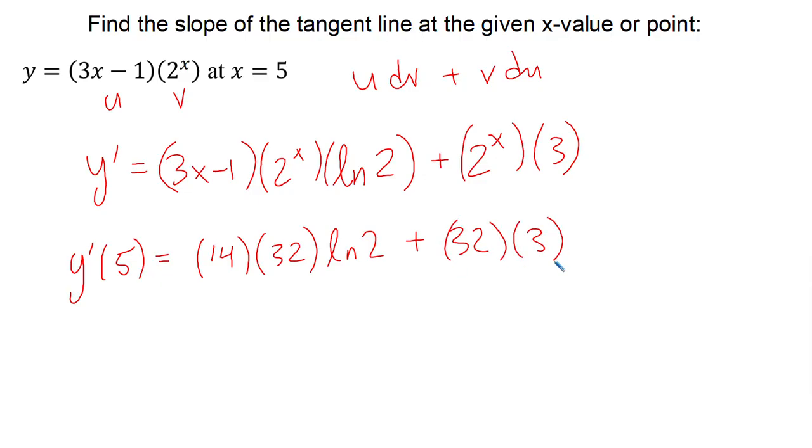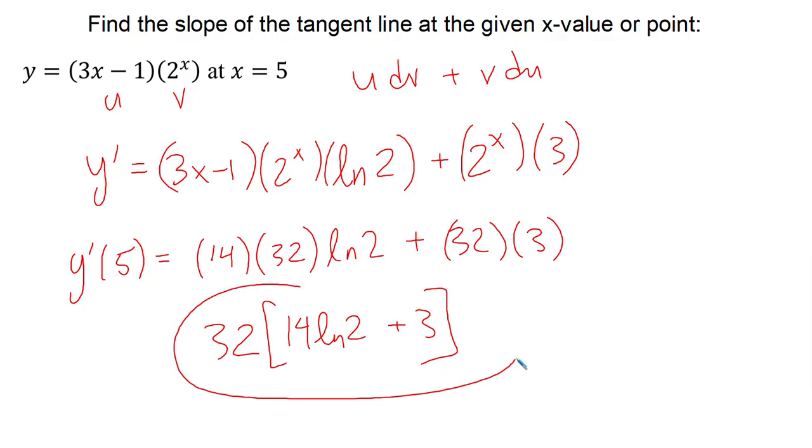You can multiply all that out, or you can factor that out and say it's 32 times 14 ln 2 plus 3. That answer would be fine if you distribute the 32 through it all. That's fine as well.